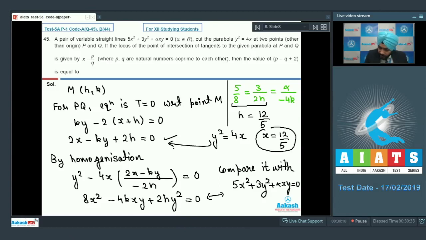This is the final answer of the question. We have to answer p minus q by 2. So p is 12, minus q is 5, plus 2. The answer will be equal to 9 for question number 45. Okay. So a very conceptual problem involving two concepts, the equation of chord of contact with respect to an external point, as well as homogenization, as well as finding out the locus. Okay. Let us move on to 46.